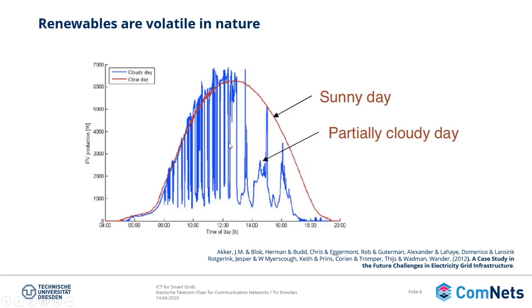Also, you can use it if suddenly a cloud comes in the sky and your power generation drops to the blue curve. You can still use the battery systems to keep your balance at the red curve, or at least keep it at the power demanded at that time of the day.